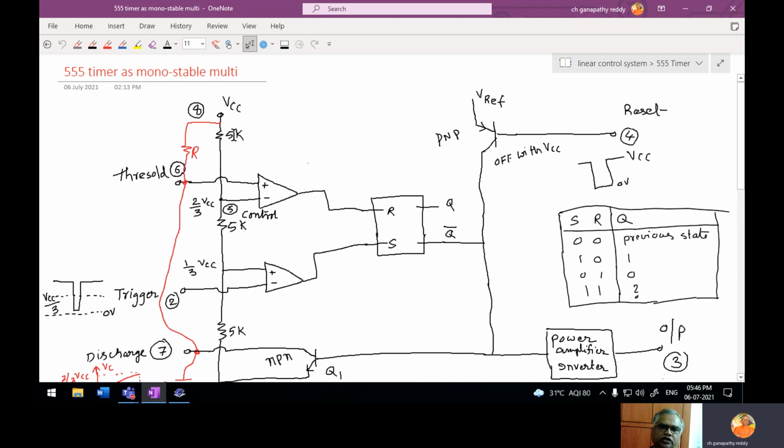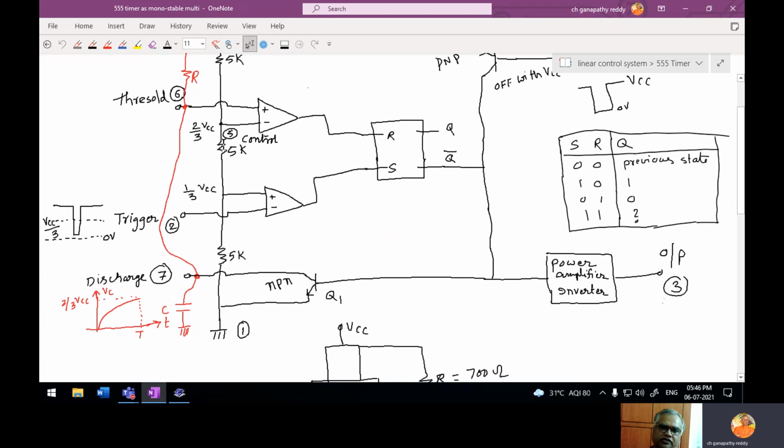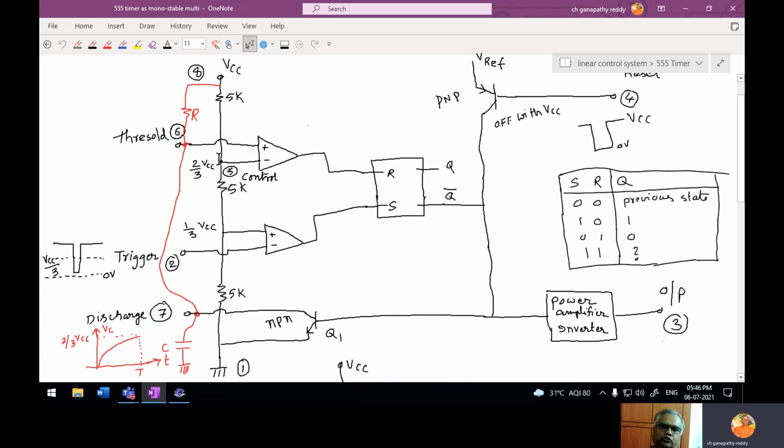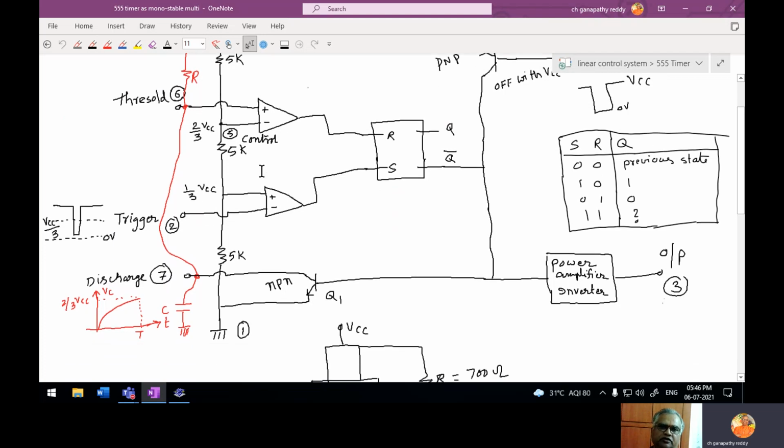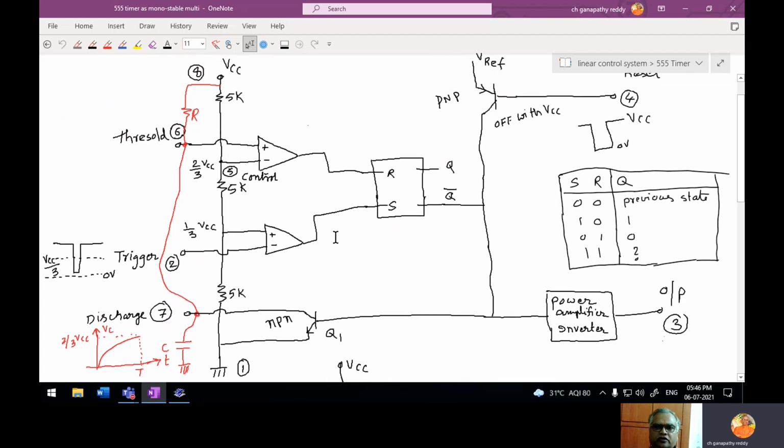Okay. And totally 5K, 5K, 5K, 3 equal resistors. And here 1/3 VCC, here 2/3 VCC. 2/3 VCC is given to the first comparator, 1/3 VCC is given to the second comparator. But here it is connected to positive, here it is connected to negative. Now let us see how to work this as a monostable.